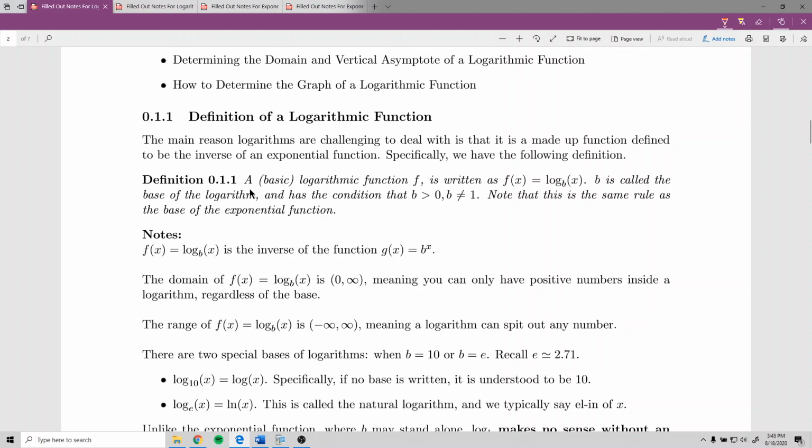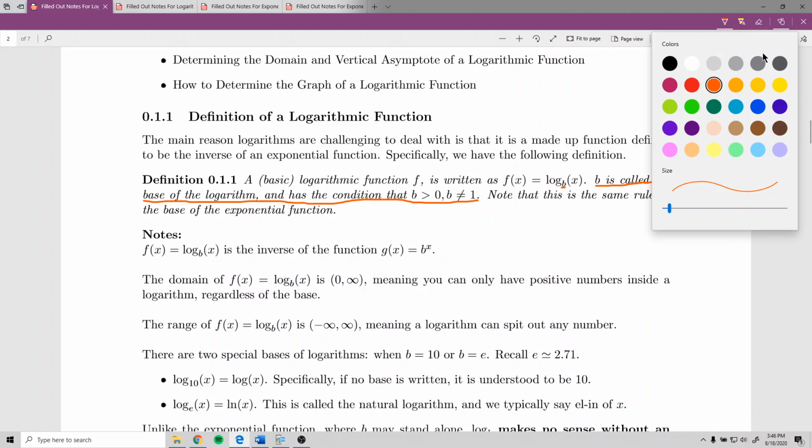So a basic logarithmic function f is written as f of x equals log base b of x. b, as I said, is called the base. And you'll notice that it has the same condition as the exponential function: the base must be positive and it cannot equal 1.